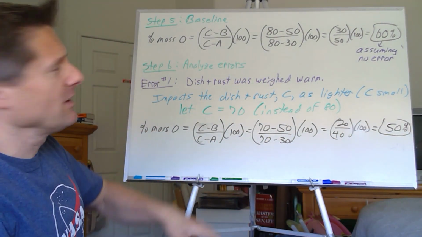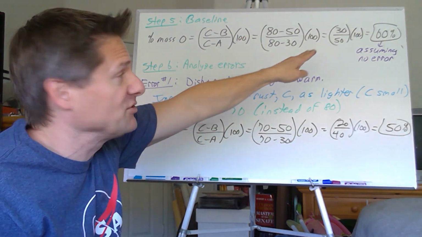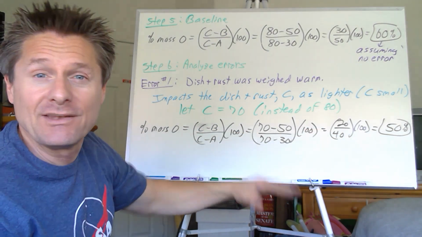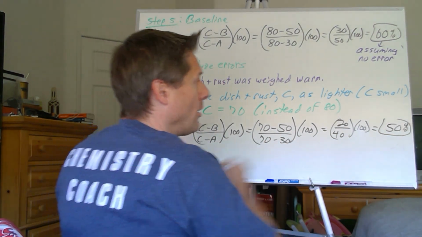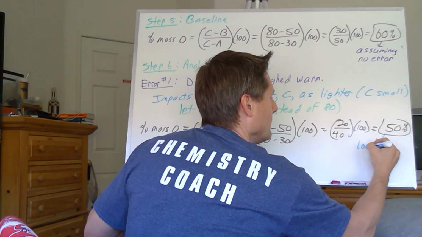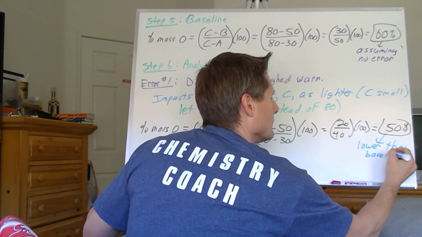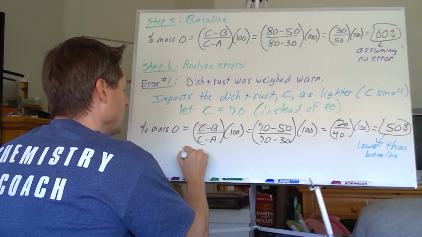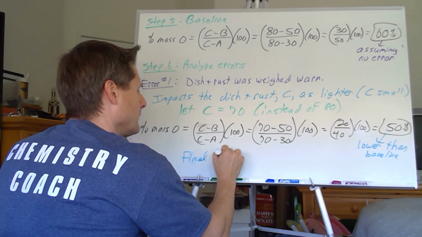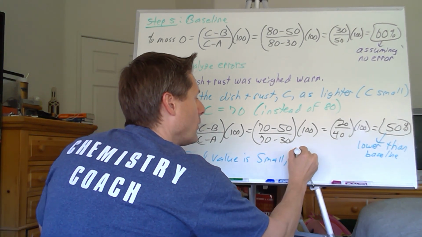So even though intuitively we would say, well, these change by the same amount, shouldn't they cancel out and have no effect? We should get 60%. No, the denominator and numerator have different sensitivities to that change. So this is lower than the baseline. So the final value is smaller.